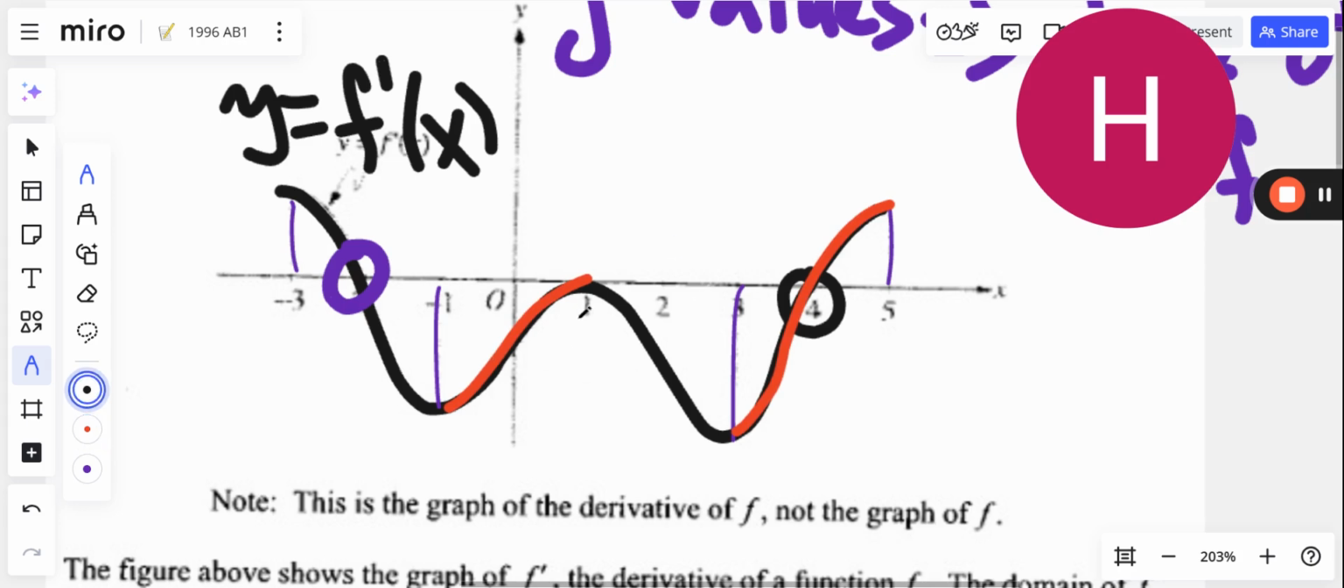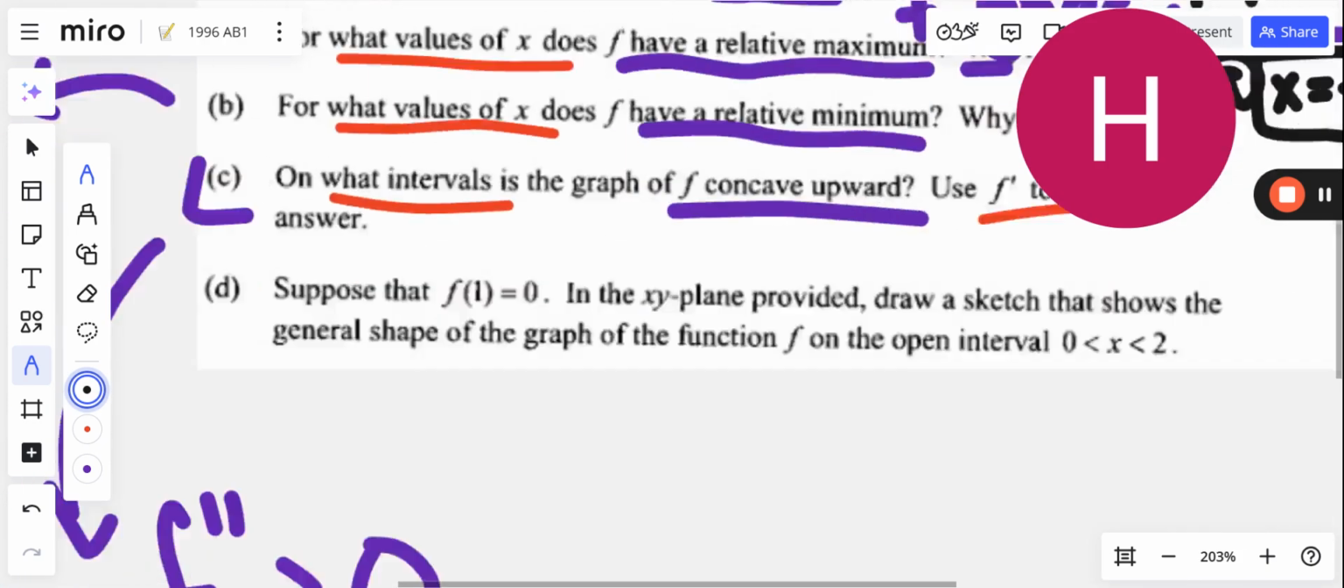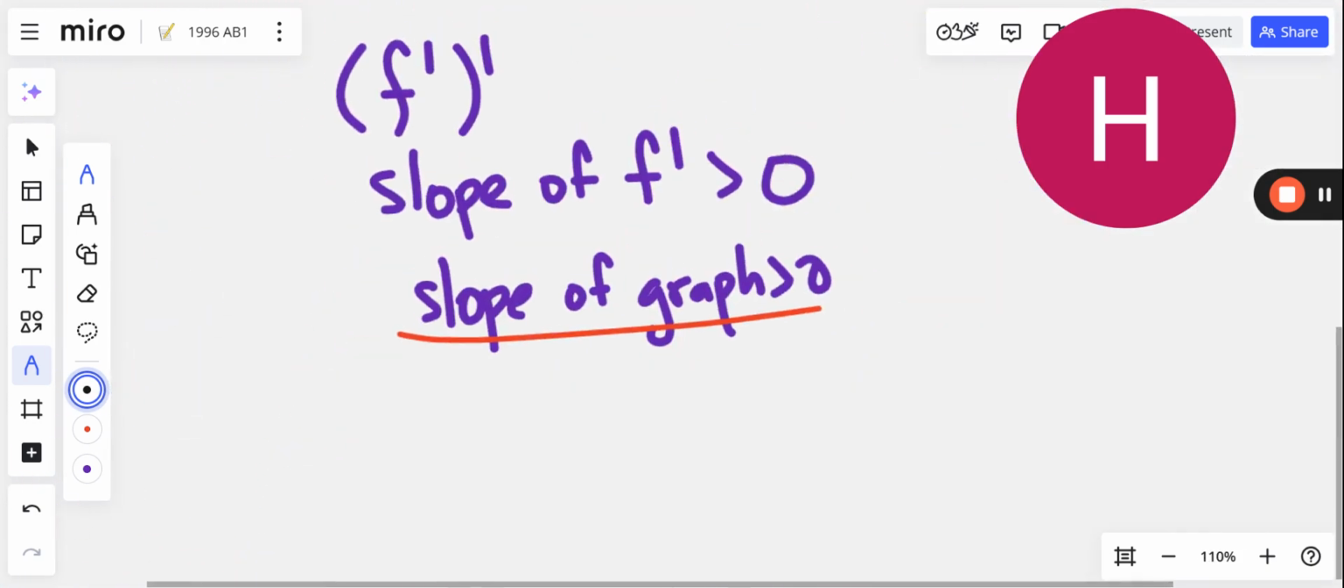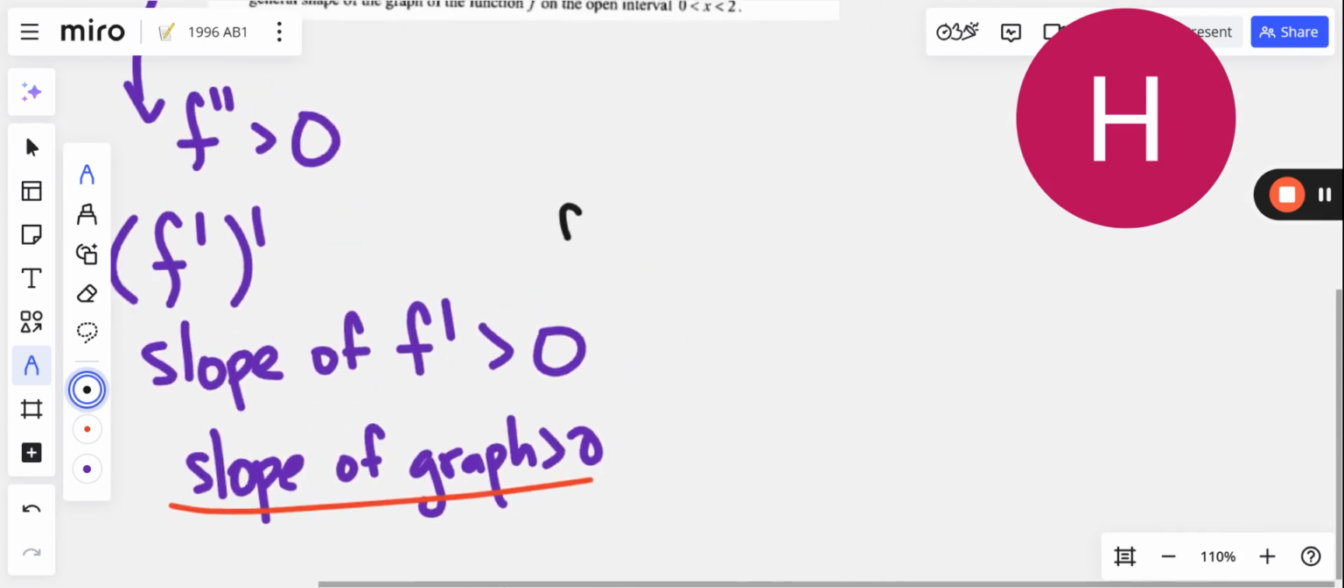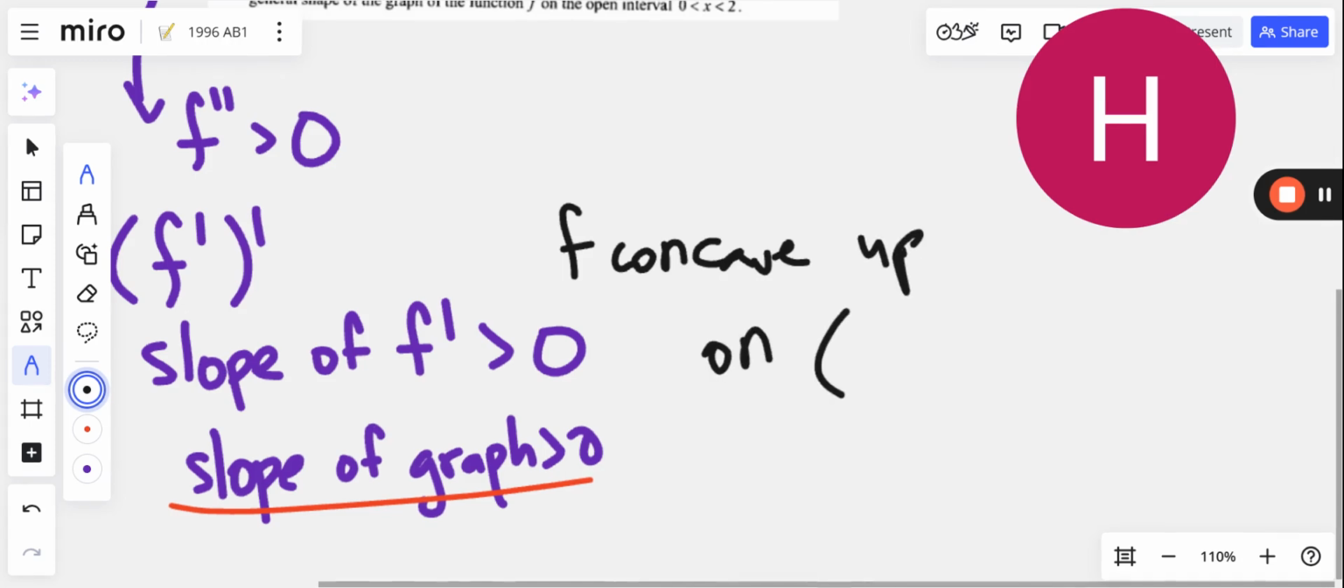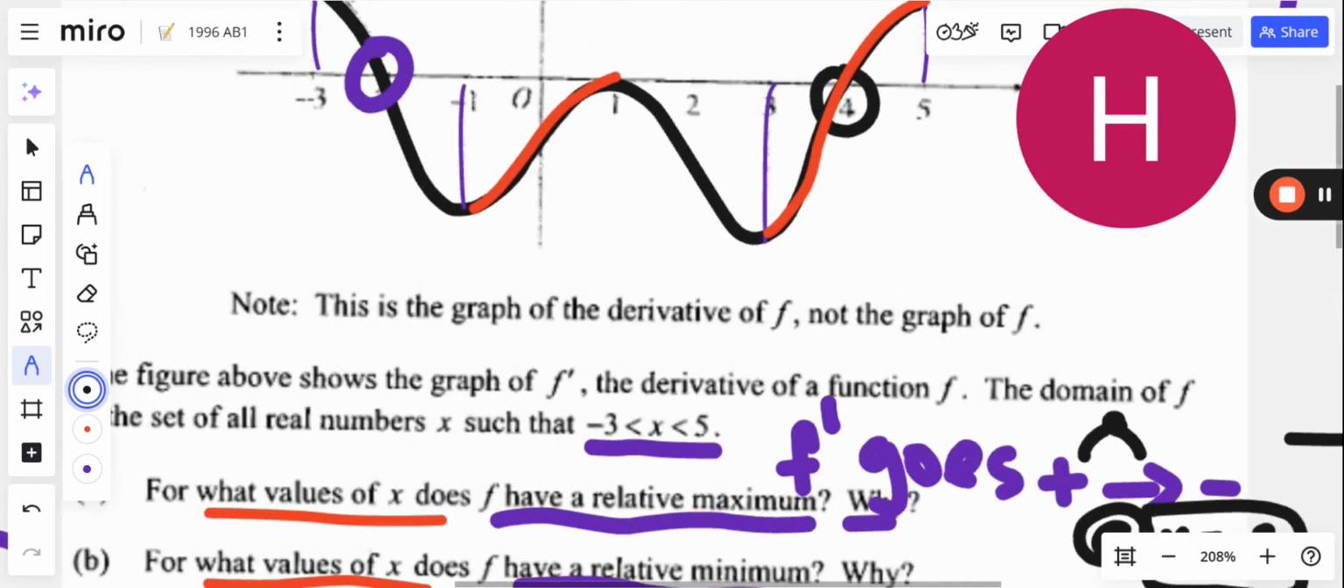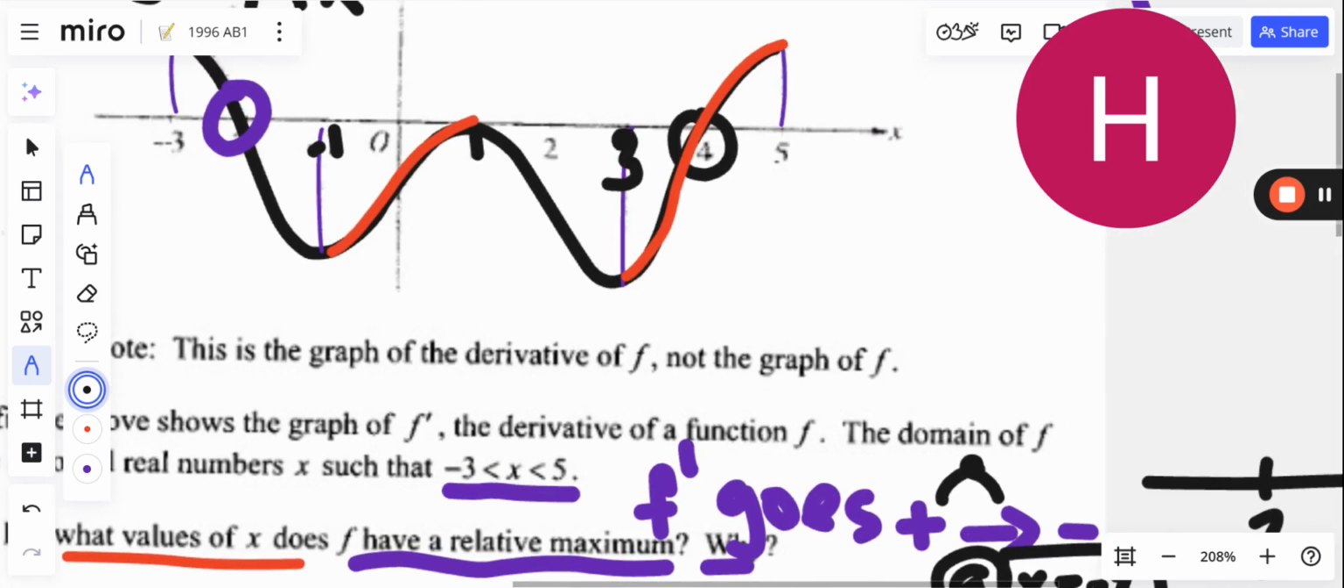So when f prime has a positive slope, that means the slope of the slope is positive, which means the second derivative is positive, which means that the original function f is concave up. So we can just word that like this. We can say f is concave up on the following intervals. Let's see, -1 to 1, that's what this is. I know it's kind of hard to read it. -1, this is 1. And also from 3 to 5.